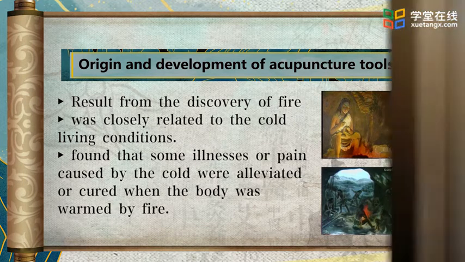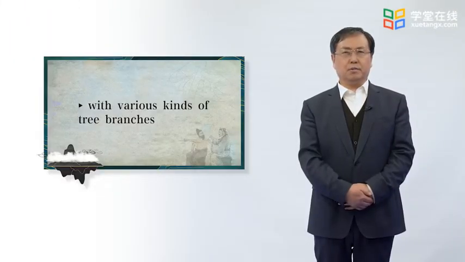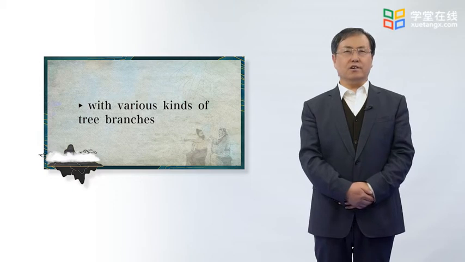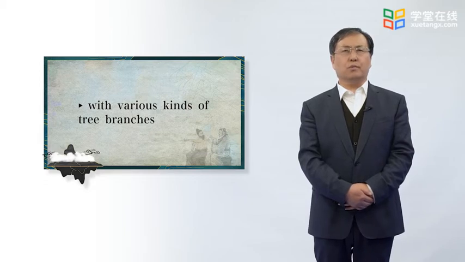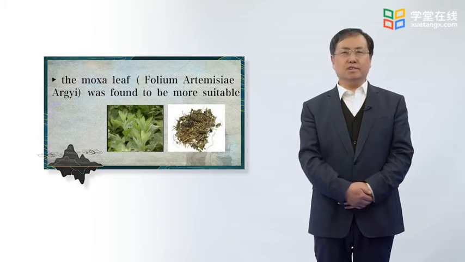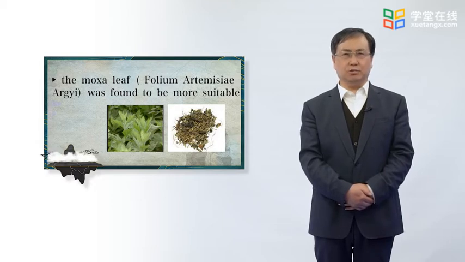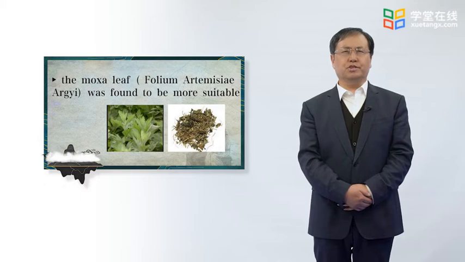warmed by fire. Initially, people practiced moxibustion with various kinds of tree branches that were burned to warm the body surface. Later on, the moxa leaf was found to be more suitable because it was easy to ignite without producing a visible flame. Thus, the practice of moxibustion therapy was passed down from generation to generation up to this date.